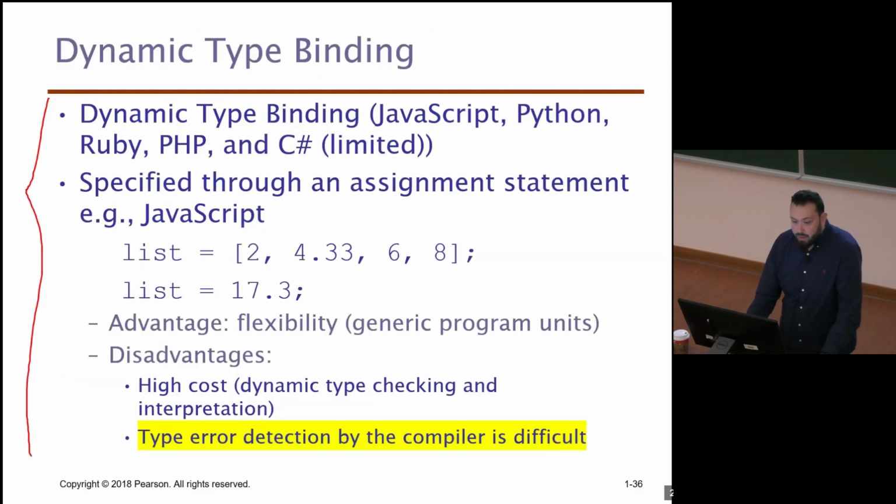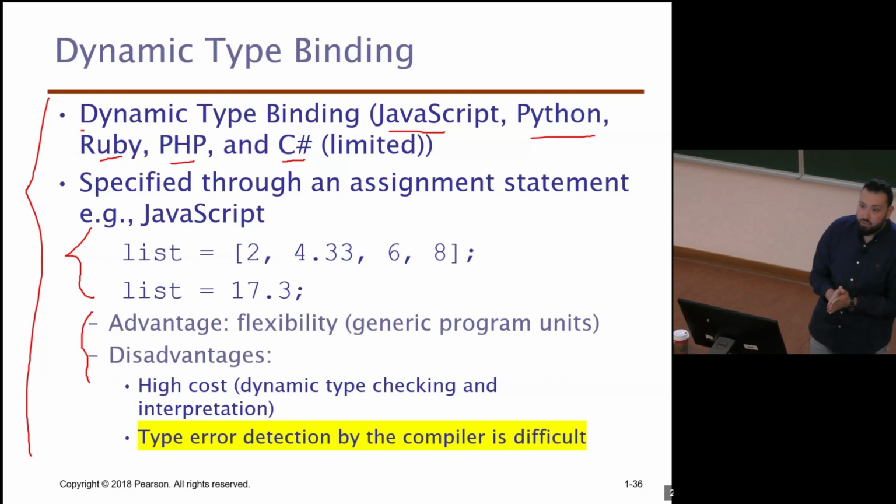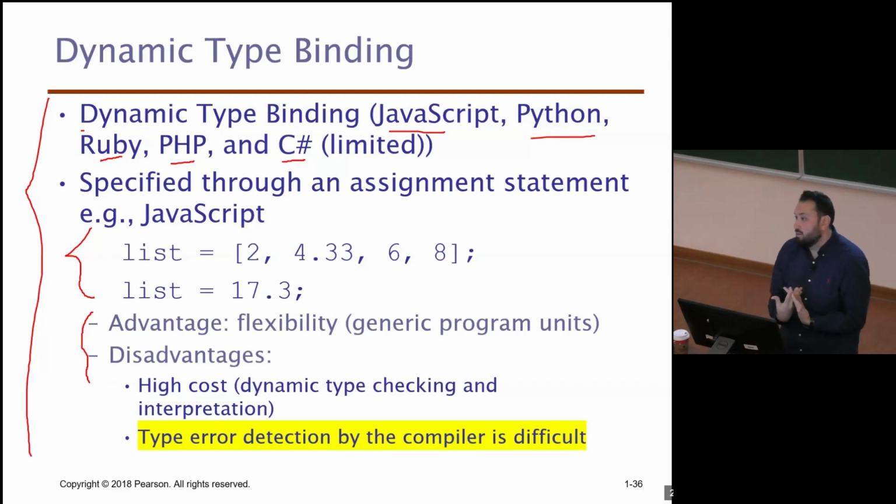Now, dynamic type binding, you can find it in JavaScript, Python, Ruby, PHP, some limited things for the C#. And this is an example in the JavaScript. That's what I want you to focus on. Advantage is, of course, flexibility. It's more flexible, maybe easier to use, but the disadvantage, other than the high cost, is that there's a high cost of dynamic type checking and interpretation. We're going to talk about it a bit later, but type error detection is going to be hard.